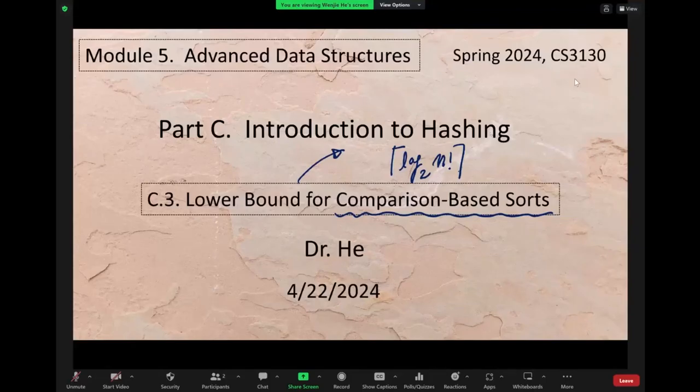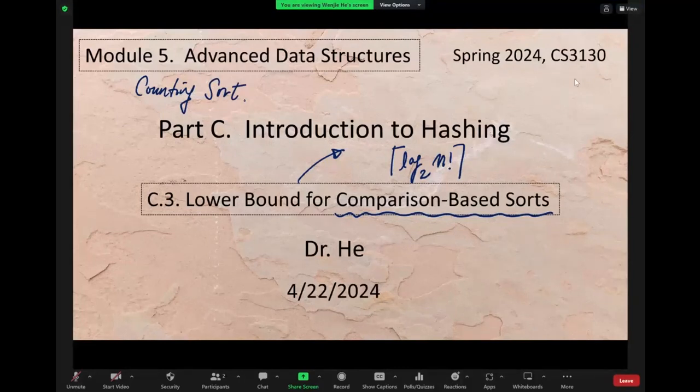So here, let me give you one special example. This semester, we may not have time to cover this one. So this week, next week, the last two classes of the semester, it's very likely I may not have time to talk about that. So here, there is another sort. We call it counting sort. This one is not comparison based.